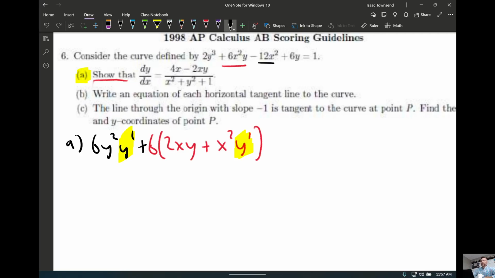The derivative of negative 12x squared would be negative 24x. The derivative of 6y would be 6y prime, because I'm taking the derivative of y with respect to some other variable. It's the third time. And then finally, the derivative of a constant on the other side should be 0. So 3 times I had to take the derivative of y. Here, here, and then from product rule here. So 3 times I took the derivative of y, so I need 3 y primes.